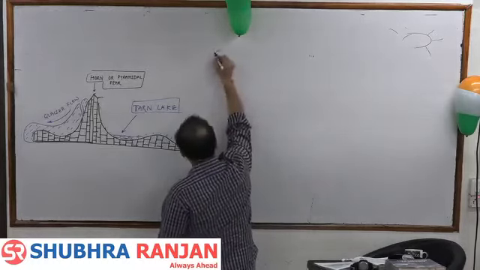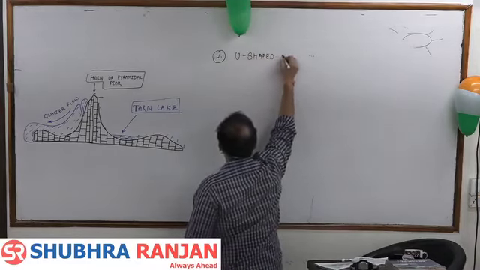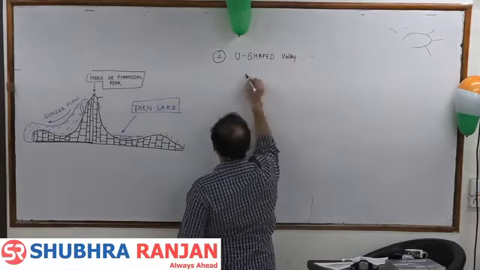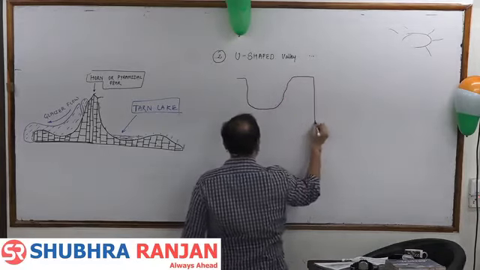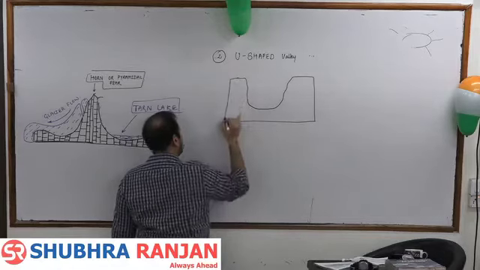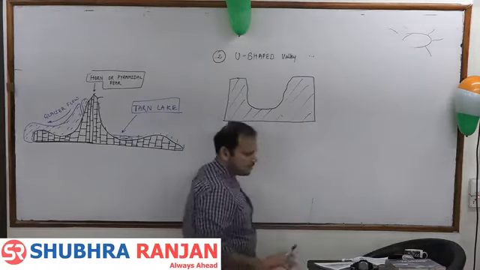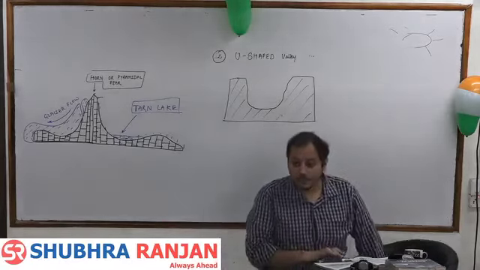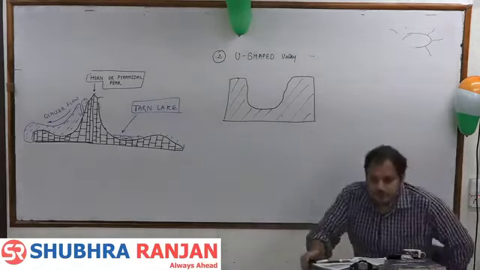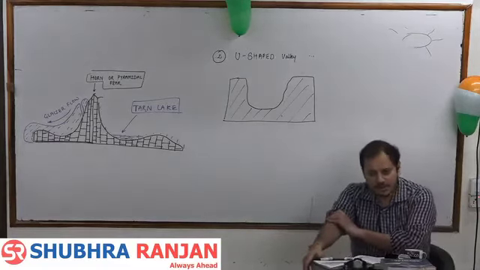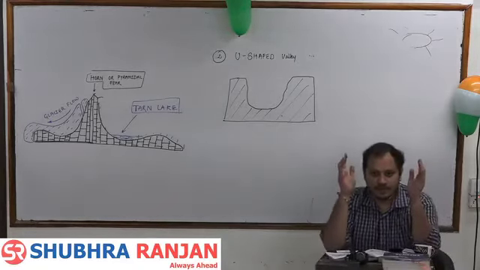Second erosional landform is the proper U-shaped valley. Why? You tell me, why U-shaped valley? Mansarovar Lake is a Tarn Lake, Rakas Lake is a Tarn Lake. Why U-shaped valley? Why not V-shaped valley?